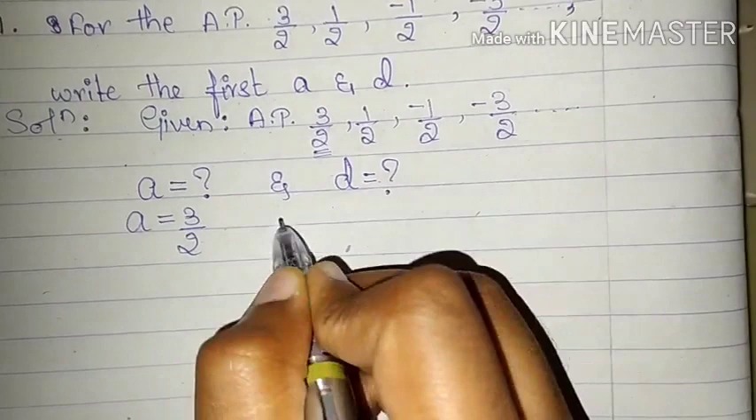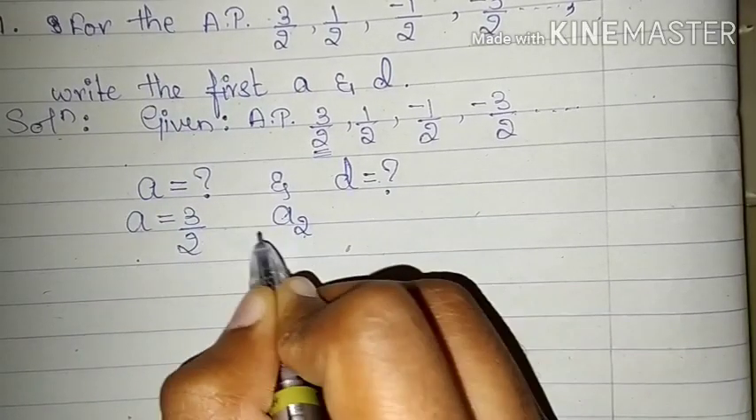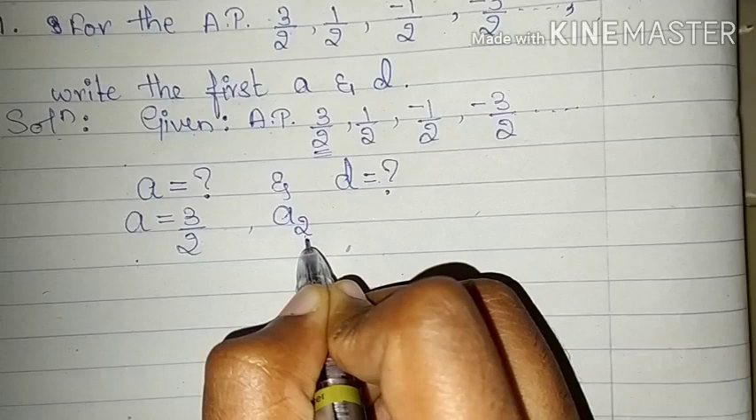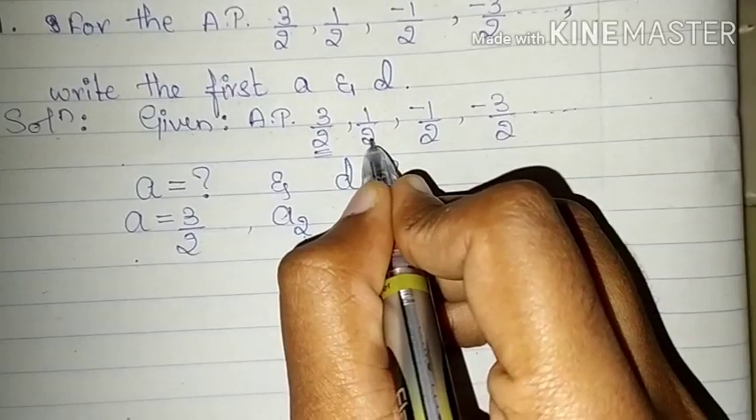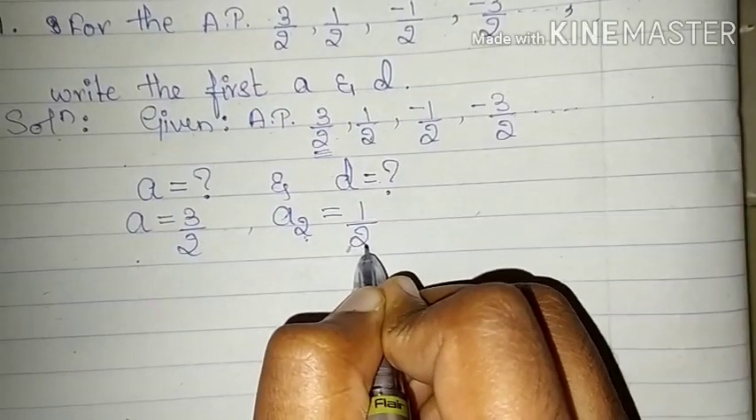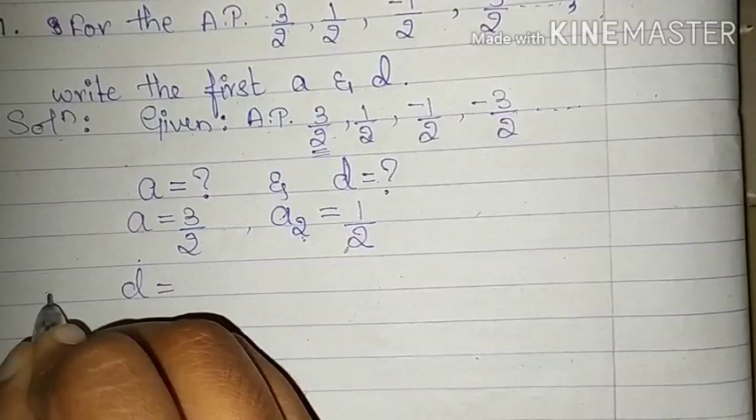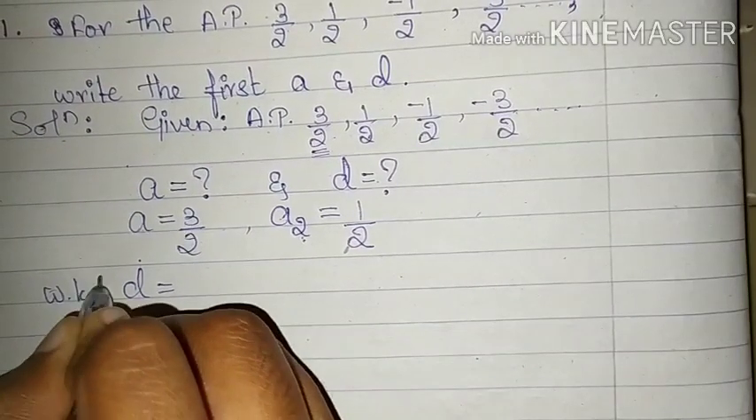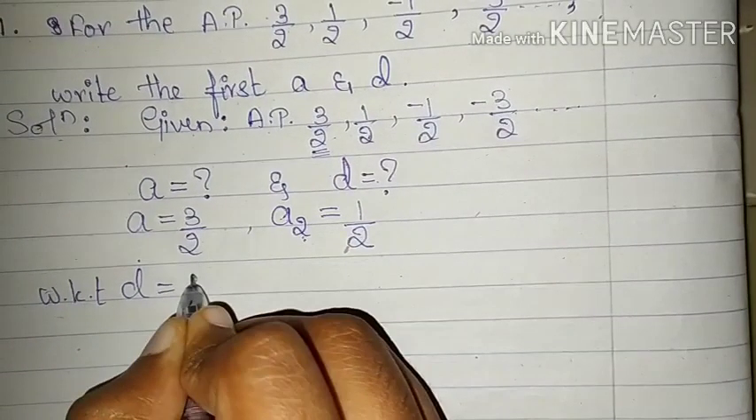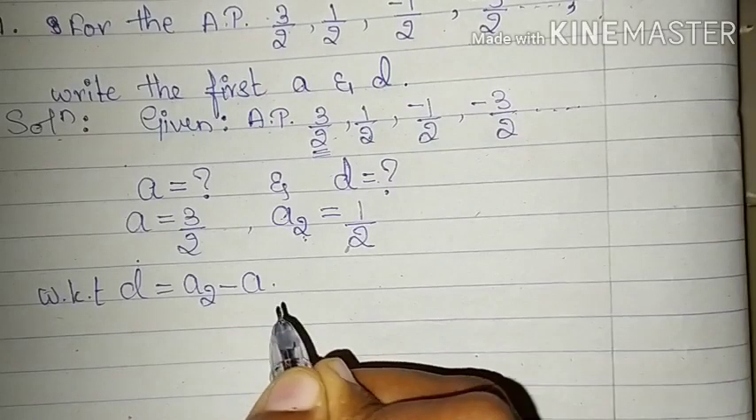Now what is my A2? We have a_k, we want a_(k+1), right? So what is my A2? My A2 is the second term, that is 1/2. A2 is equal to 1/2. So now d is equal to, we know that d is equal to A2 minus A1 or A.